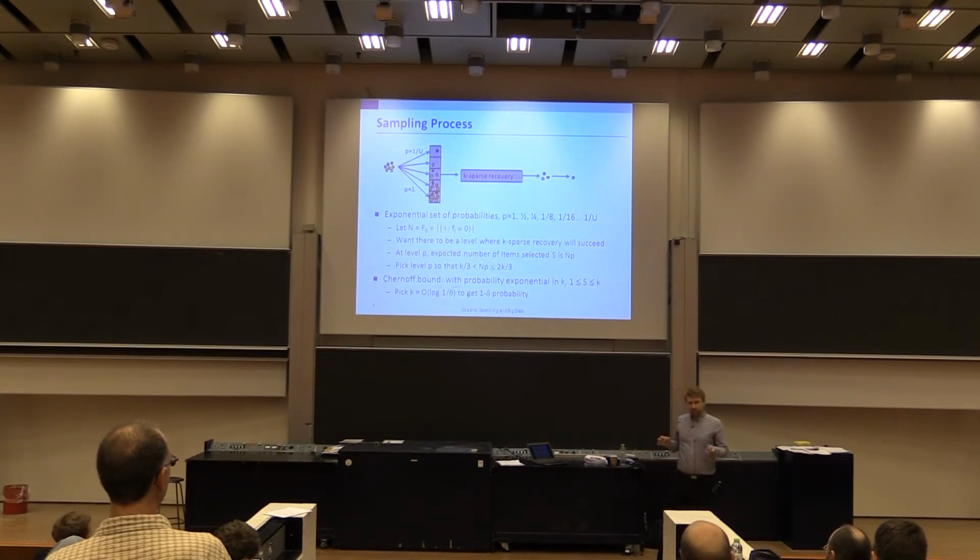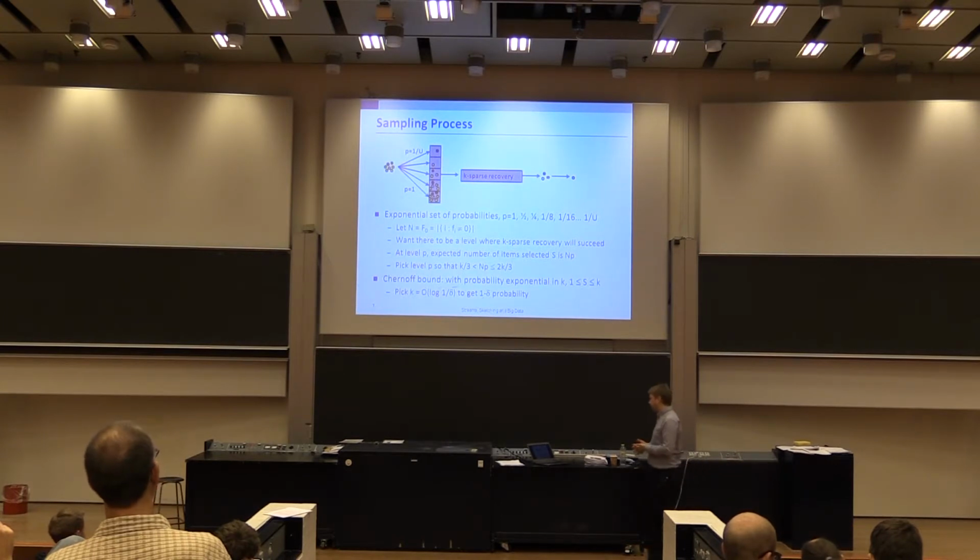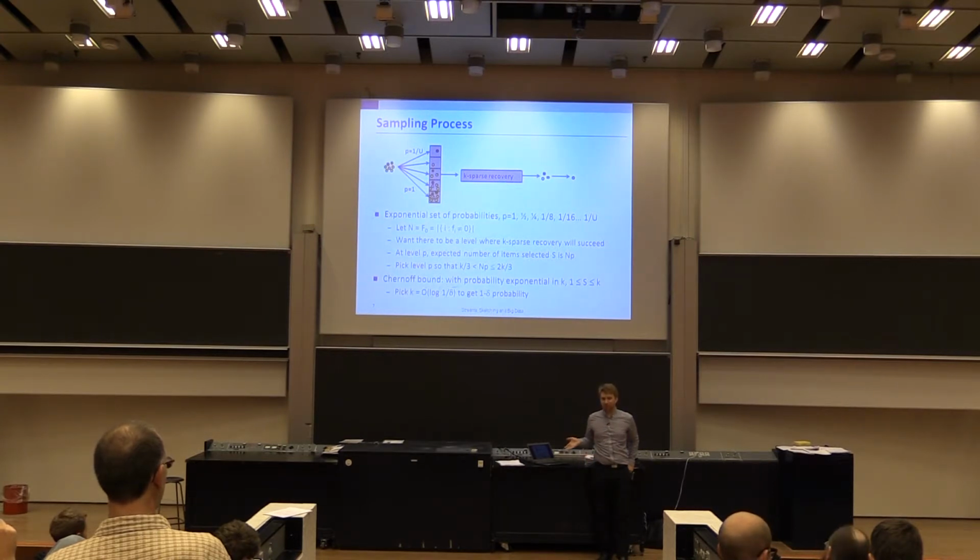So what that says is the general outline is fairly clear. I'm going to repeat this process with different probabilities p of passing elements, feed the result into some sparse recovery algorithm, but I need to do some steps in the analysis just to argue that, for example, I will succeed, that there'll be some level where things work out for me.